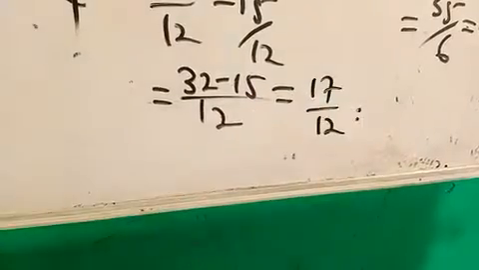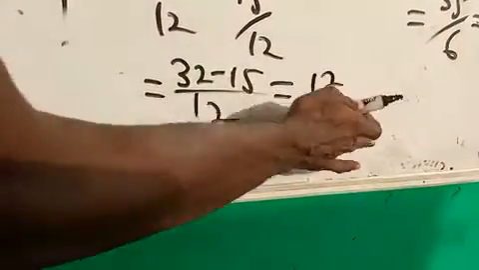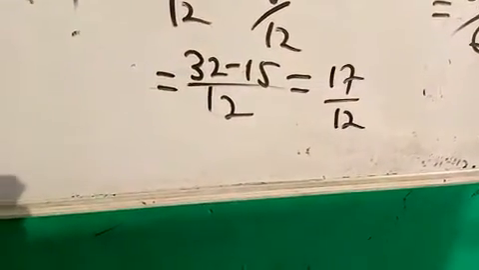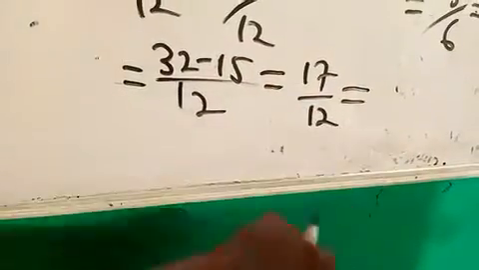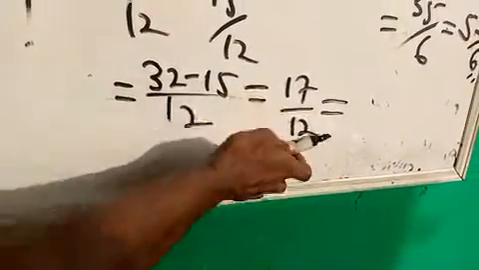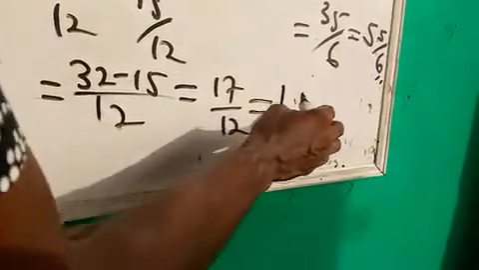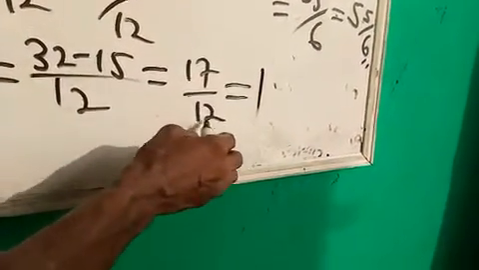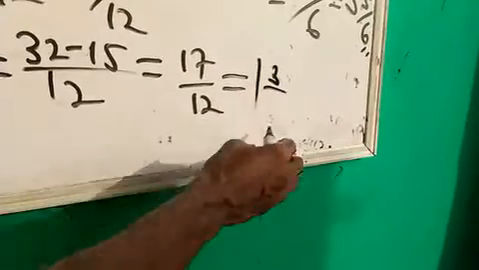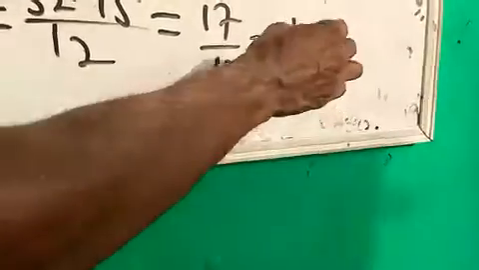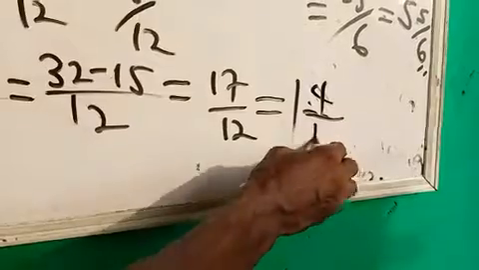Therefore, what type of fraction is this? This one is an improper fraction. We cannot leave our answer like this. We resolve it to a mixed number. 12 people share 17. I think they will share 1. Remaining what? 1 times 12 is 12, remaining 5. Remaining 5 over 12.